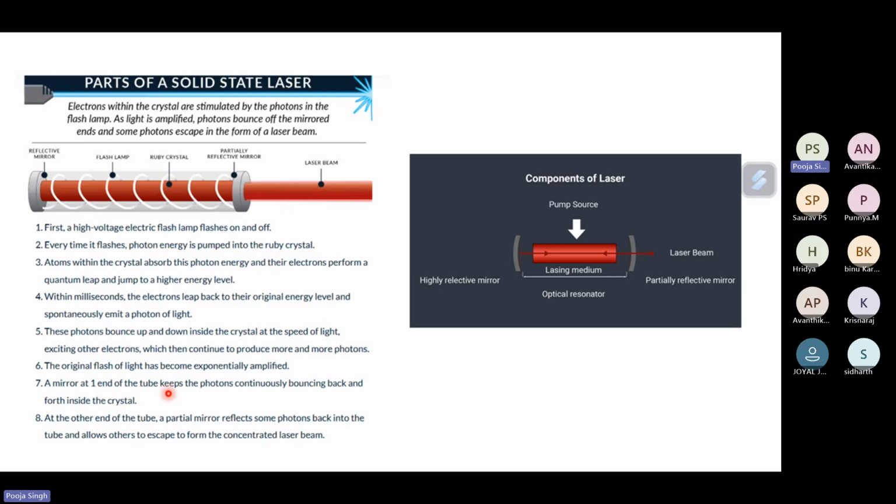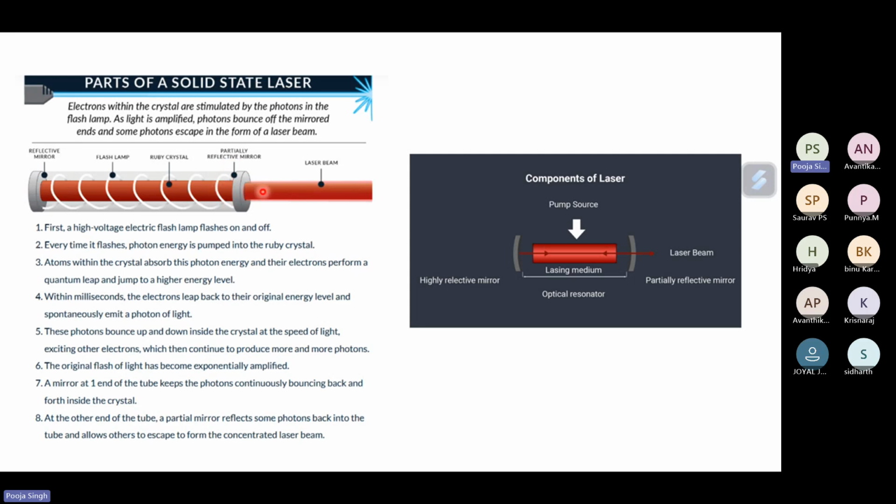A mirror at one end of the tube keeps the photons continuously bouncing back and forth inside the crystal. At the other end of the tube, a partially reflecting mirror. So it is partial. Here you have the fully reflecting mirror, but here a partially reflecting one.